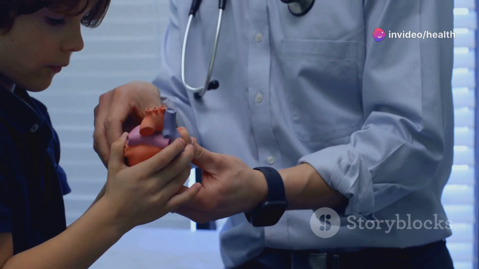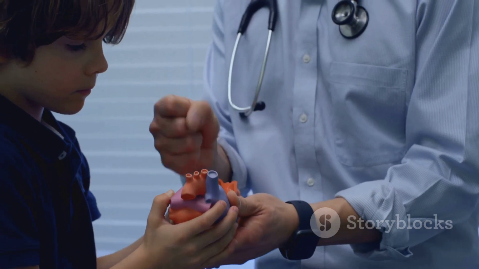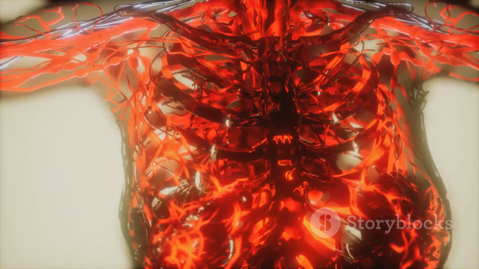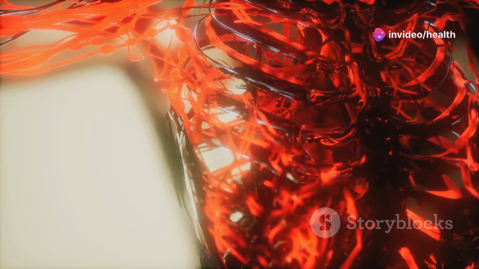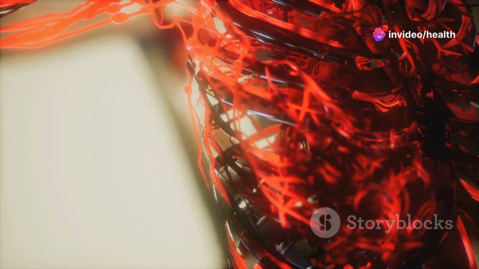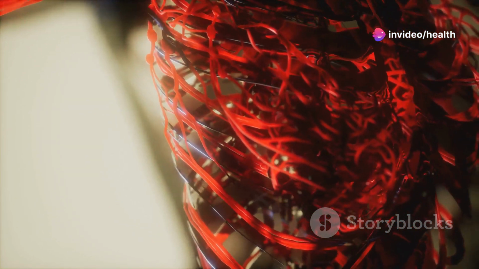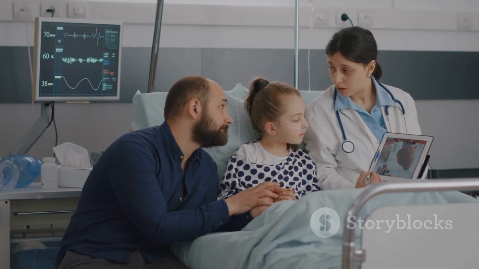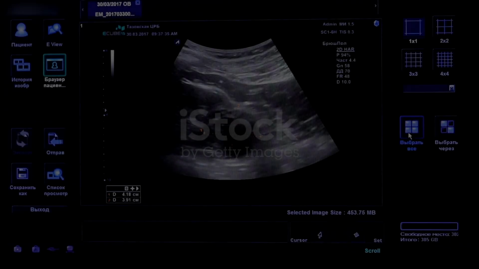Sinus venosus ASD, a rarer form, occurs near where the large veins enter the right atrium. Coronary sinus ASD, the least common type, involves a defect in the wall separating the coronary sinus and the left atrium. The type of ASD influences the potential complications and the need for intervention.